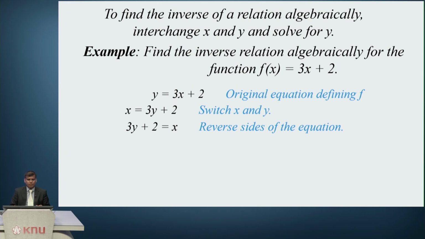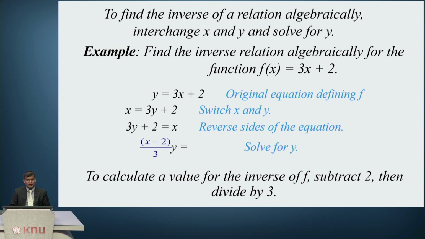So 3y plus 2 equals x, and you're trying to solve for y. That's the idea. And when you solve for y, what you get is nothing but the inverse. To calculate the value of an inverse of a function, subtract 2 and then divide by 3. So that's a suggestion given for you to easily manipulate and simplify this given part.